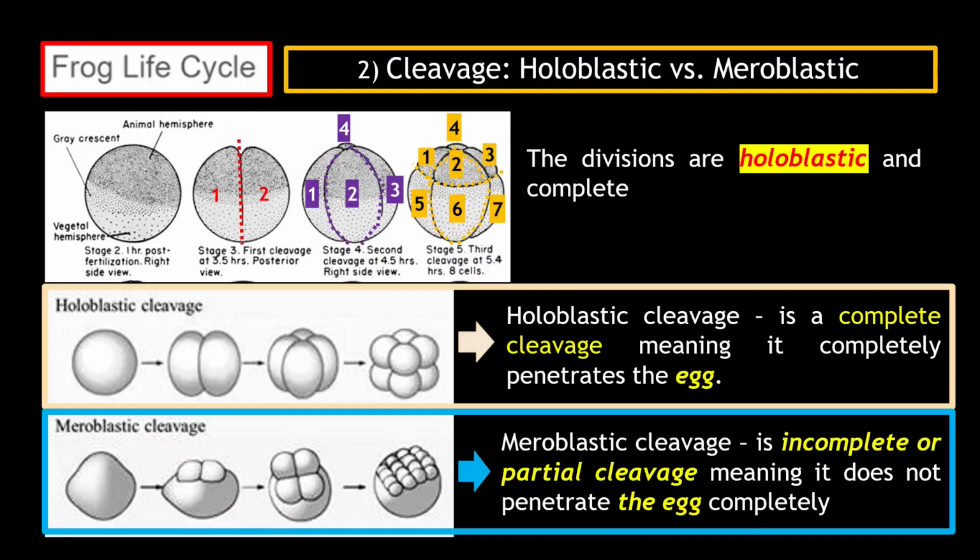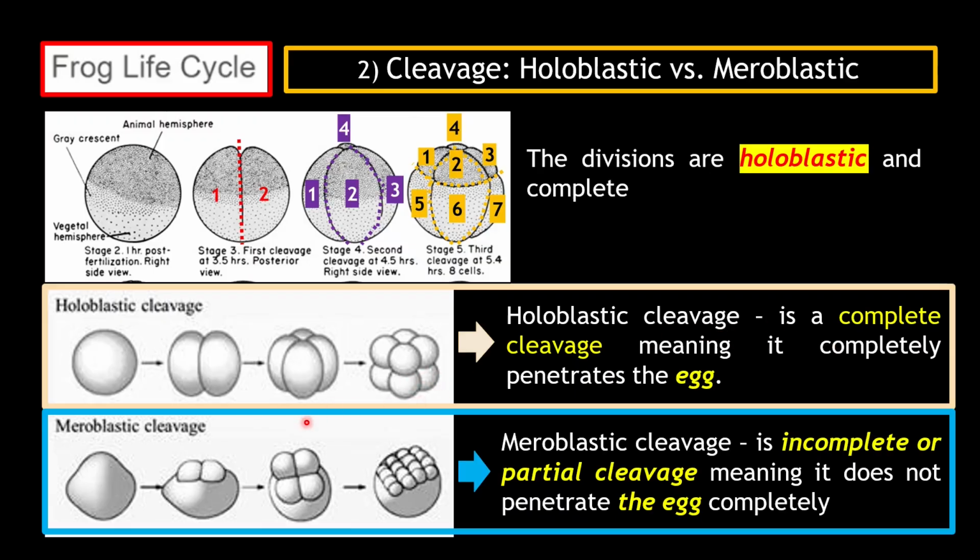Something that is important to tell you here is that these divisions are called holoblastic, that they include the entire embryo. So although we show that the cells were of equal size, they go all over, from the top to the bottom. And these are called holoblastic.